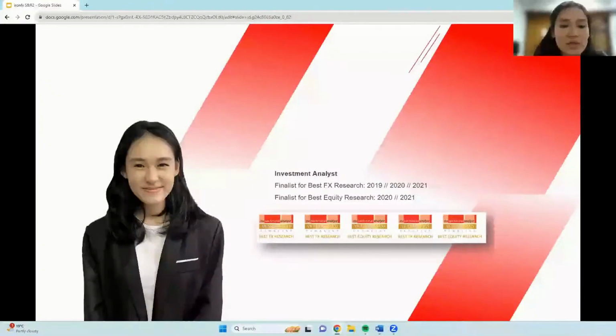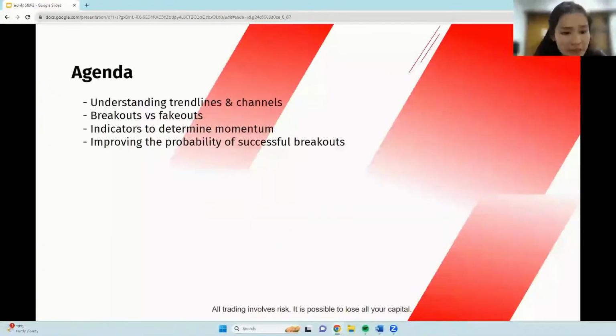So here's our agenda for today. We're going to understand what makes a valid trend line and trend channel, what exactly are breakouts and fakeouts, and we're going to look at some indicators to determine momentum and look at improving the probability of successful breakouts.